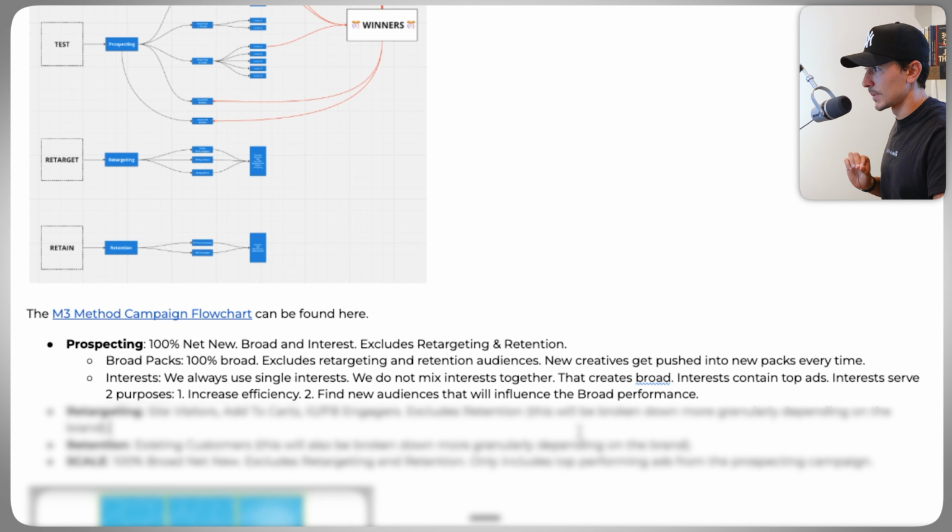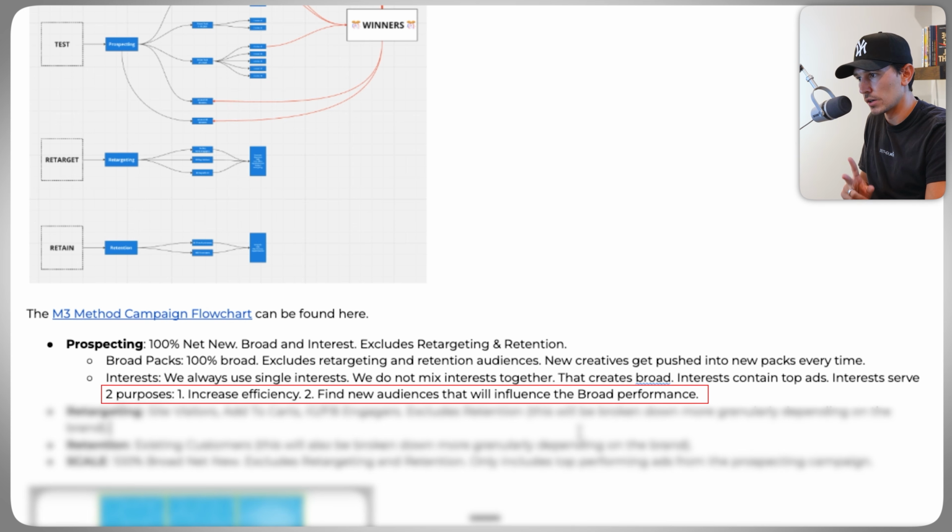Second, here in this prospecting campaign, we always use interest. We always use what's called single interest ad groups. This is when you are using one single interest for your targeting method, not groups of interest. This is a big red flag. People that use groups of interest, we never ever mix them together. What we do is we use interest that contains top ads. So we graduate our best performing ads from the broad packs into the interest.